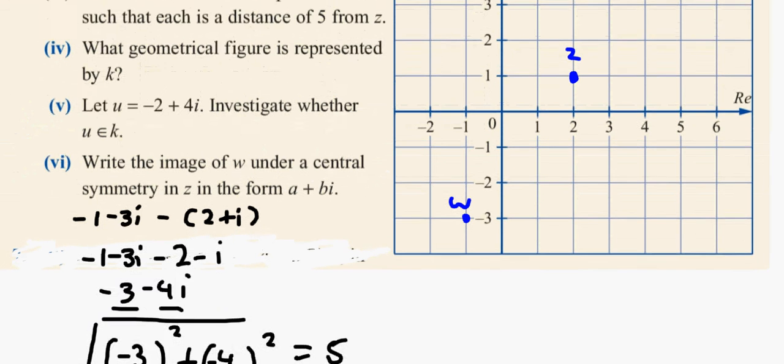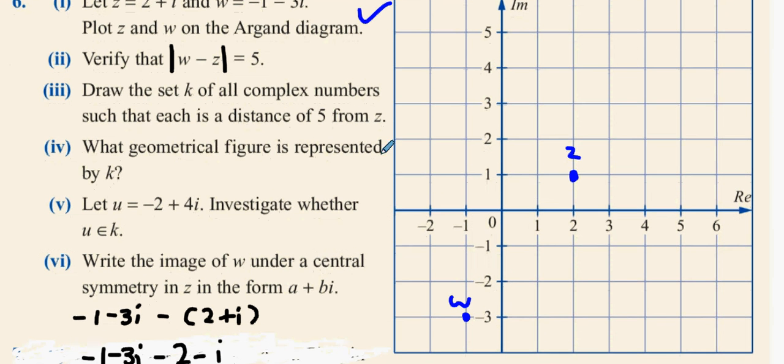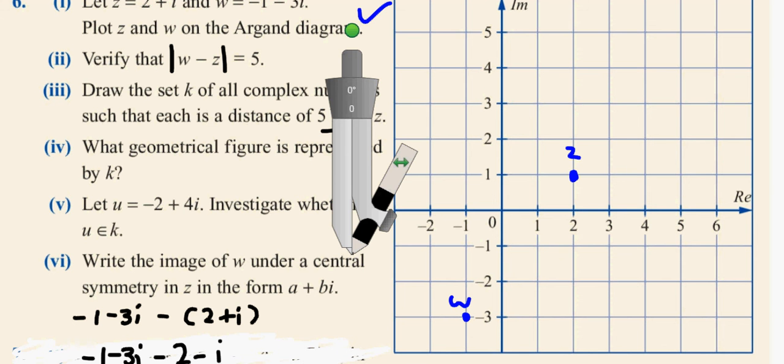Now, let's move on. Draw the set k of all complex numbers that is a distance of 5 from z. Here's z. How would you draw an object that's guaranteed to be a distance of 5 away from it? Anybody get this one? Yeah, who said draw a circle? There you go.